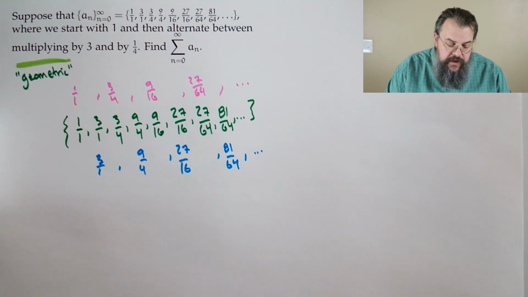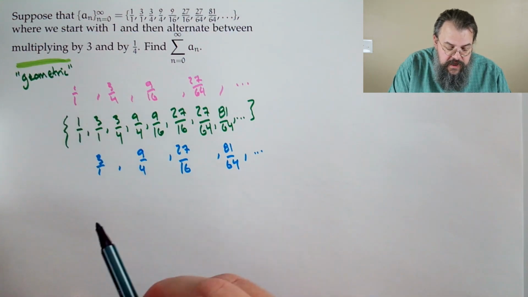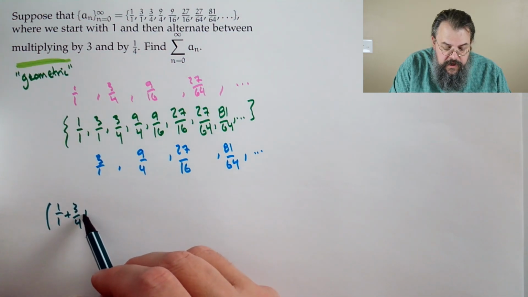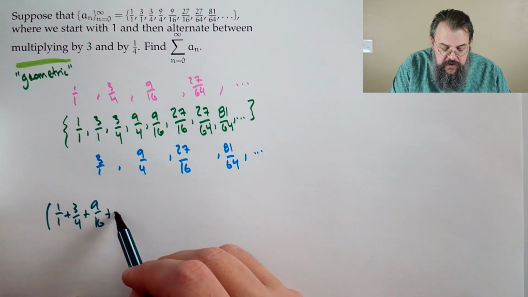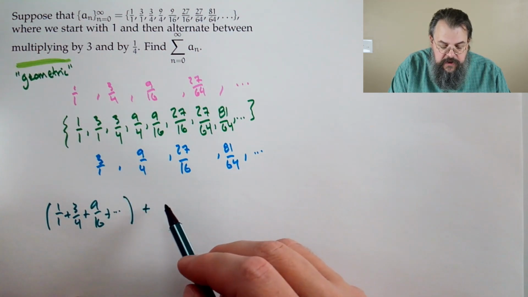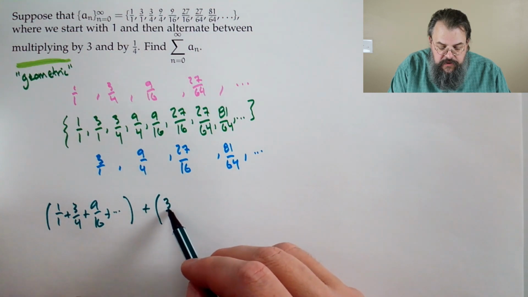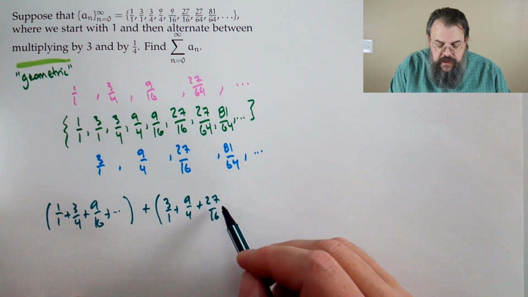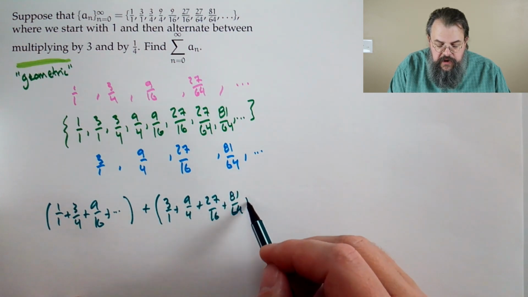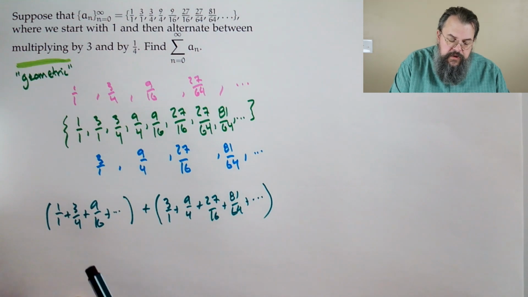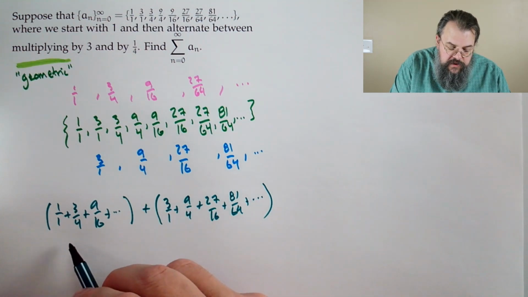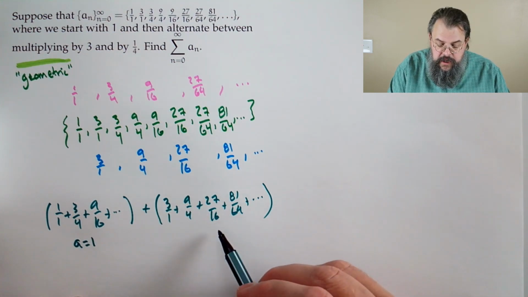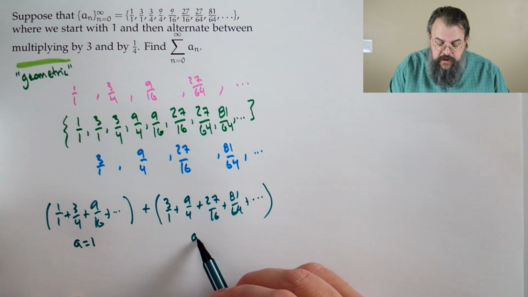So let's think about it. What's our first series? Well, we really have 1 over 1 plus 3 over 4 plus 9 over 16, so forth and so on. And then after we finish adding those, we'll add 3 over 1 plus 9 over 4 plus 27 over 16 plus 81 over 64, and so forth. And now we say, okay, great. What's the first term? Well, here it's 1. And in here, the first term is 3.